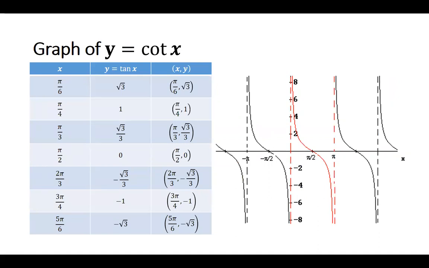So let's look at the graph of y equals cotangent x. Well, you see this is somewhat similar, but it seems to work the other direction, right? Also, we notice that the asymptotes are at 0, negative pi, positive pi, right? So every pi, we get an asymptote.